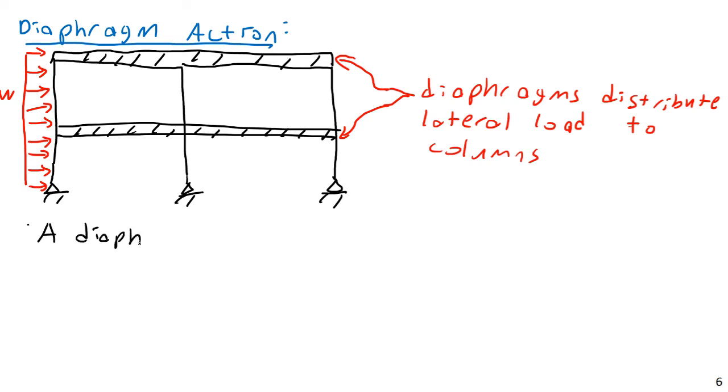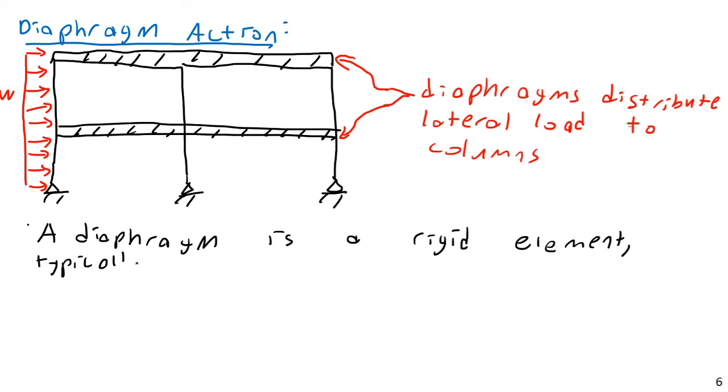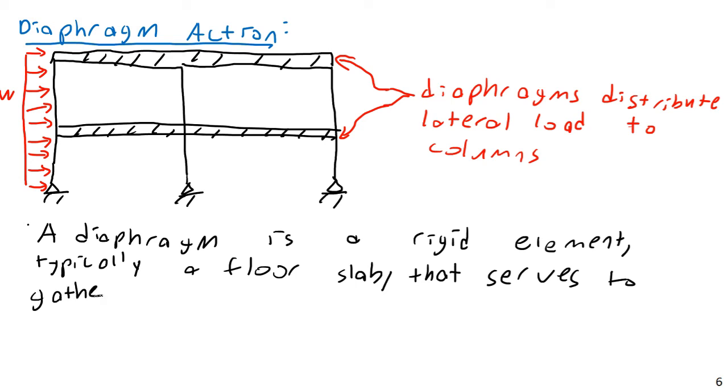A diaphragm is a rigid element, typically a floor slab, as we mentioned. A floor slab that serves to gather and distribute lateral load to resisting members or elements.